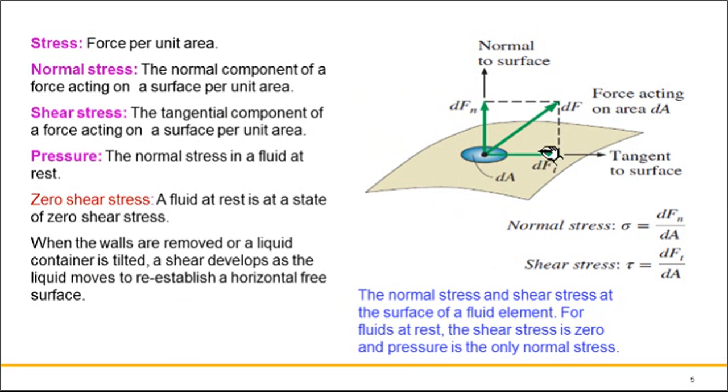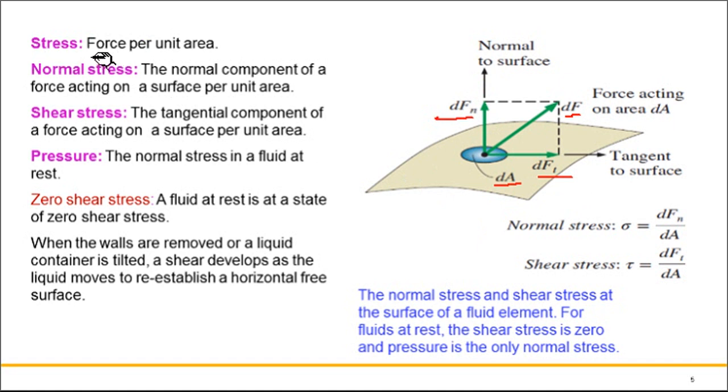Then here you can see there is one surface, any general surface, on which an elemental area dA is taken, and on this elemental dA area the elemental force dF is exerted. Then this dF force is resolved into the tangential direction and the normal direction. So dFt is a tangential force, dFn is a normal force, right? So thus we define normal stress and shear stress.